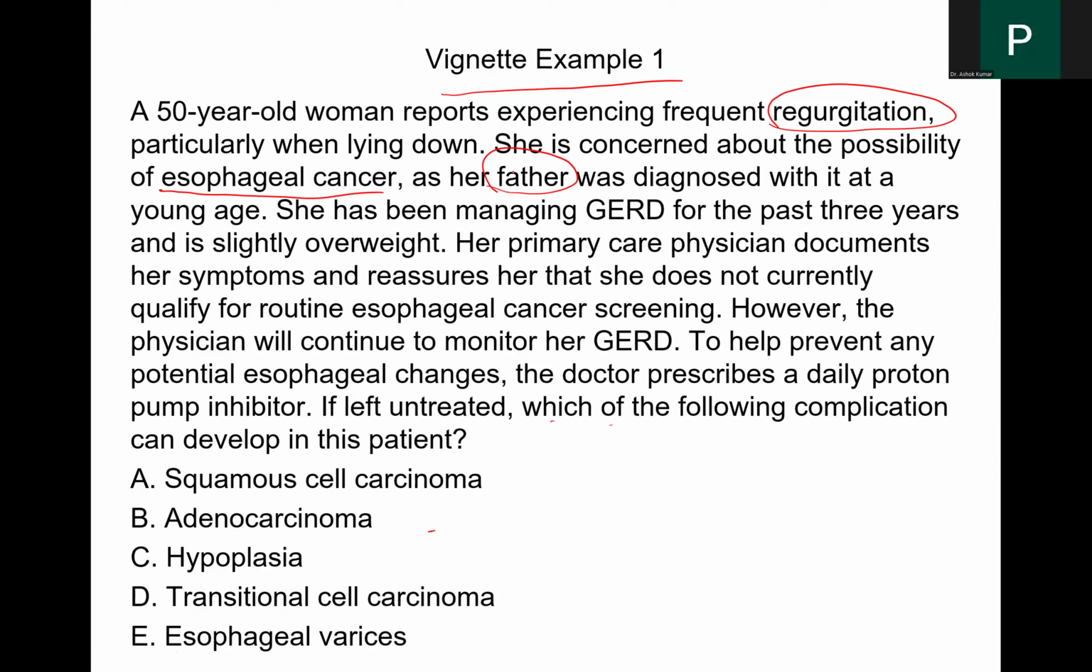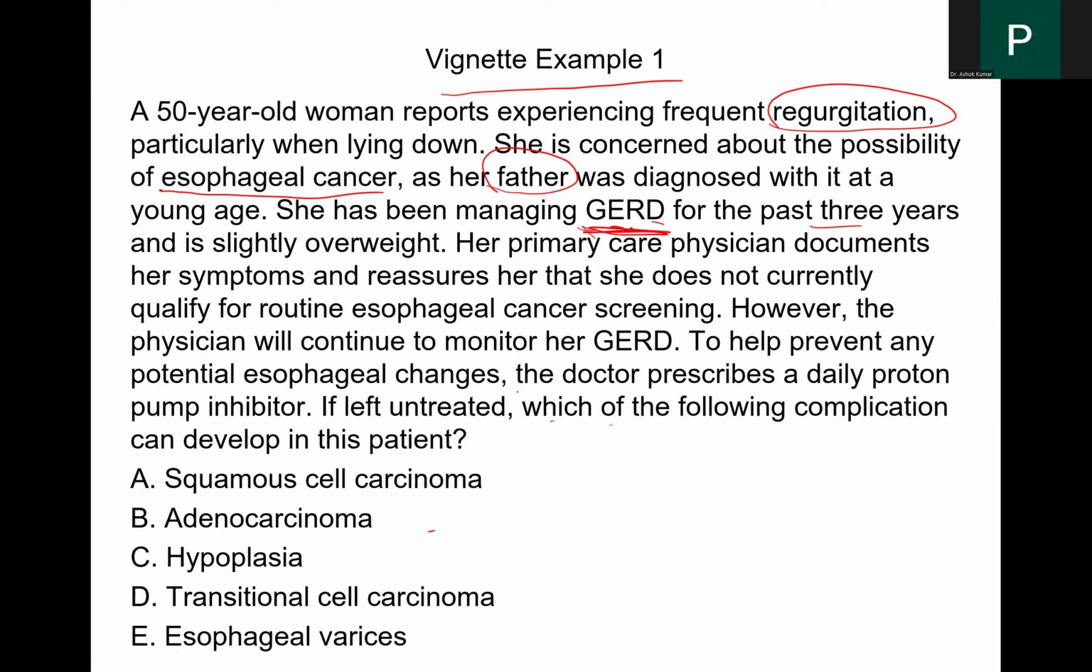She has been managing GERD, gastroesophageal reflux disease. So she has had heartburn, acid regurgitation from the stomach into the esophagus, for the past 3 years and is slightly overweight. It is just a 3-year history, and slightly overweight. Her primary care physician documents her symptoms and reassures her that she does not currently qualify for routine esophageal cancer screening. However, the physician will continue to monitor her GERD to help prevent any potential esophageal changes.